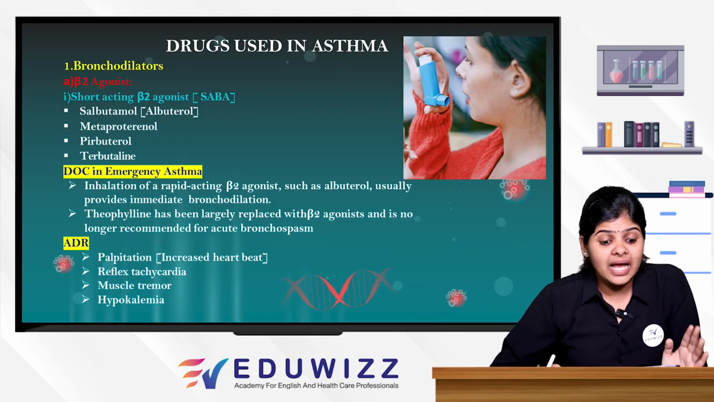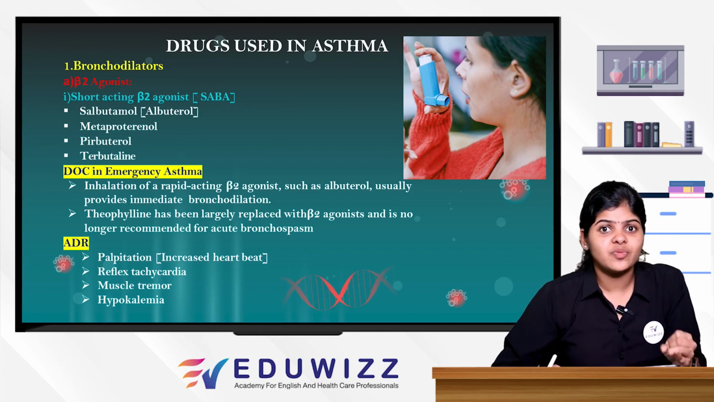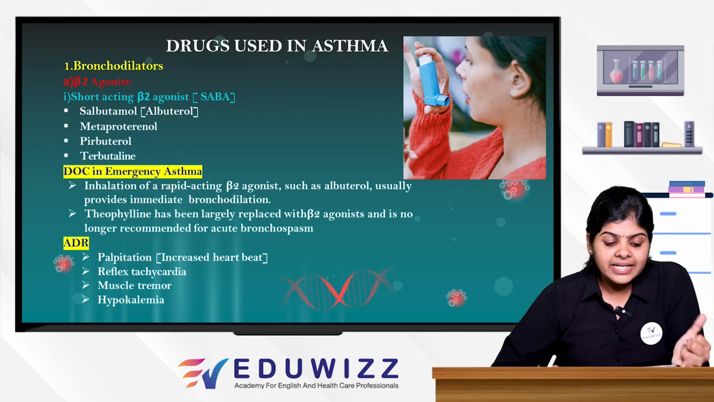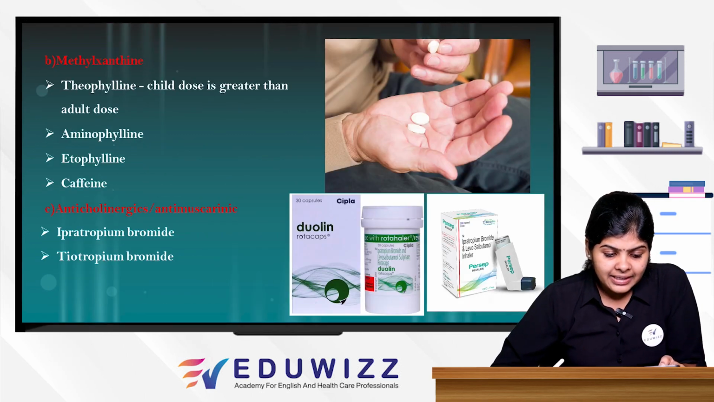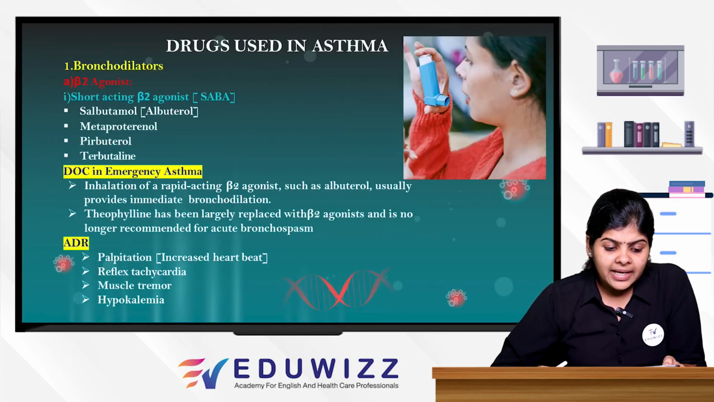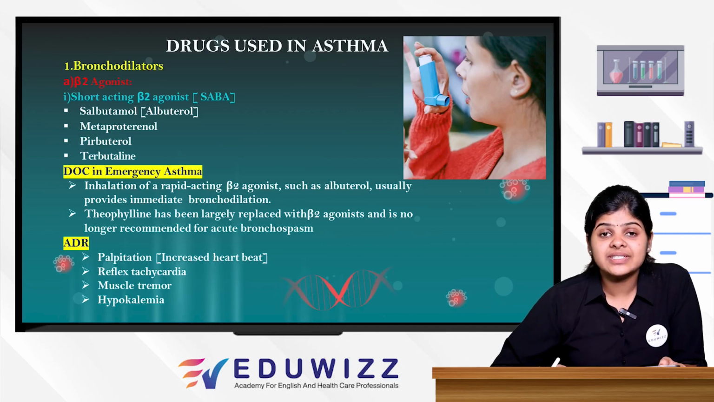So the drugs which are used in asthma, the first one is bronchodilators. We have discussed this in the first portion itself. It is classified into beta 2 agonists, short acting and long acting. Short acting beta 2 agonists are known as SABA: salbutamol, metaproterenol, fenoterol, terbutaline, which are the drug of choice in an emergency asthma condition. If there is an emergency condition of asthma, we can use a short acting beta 2 agonist like albuterol, which provides immediate bronchodilation.